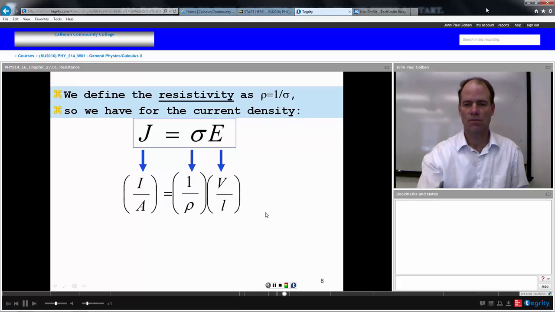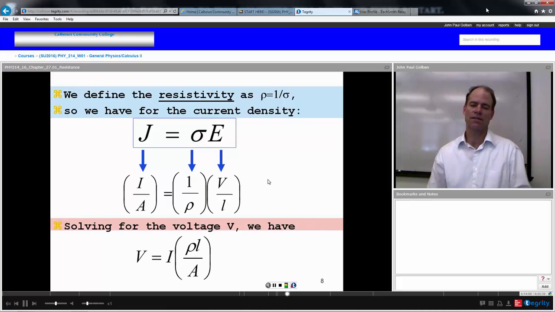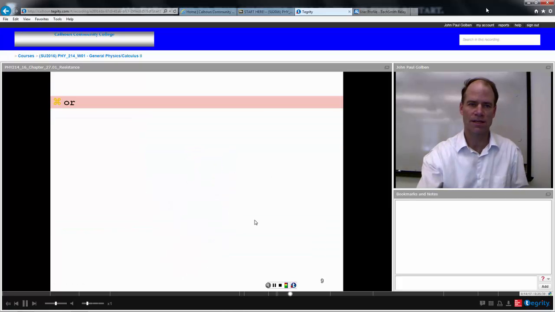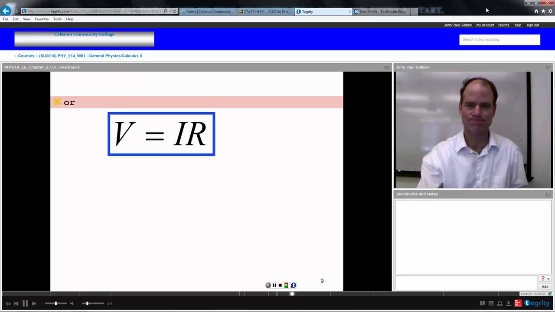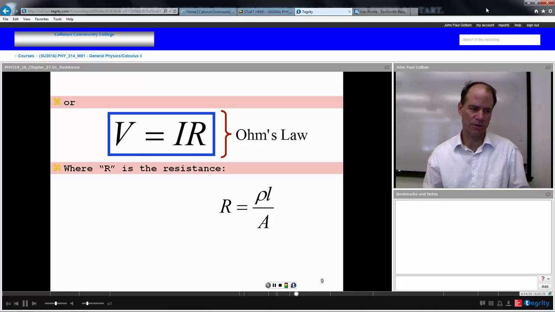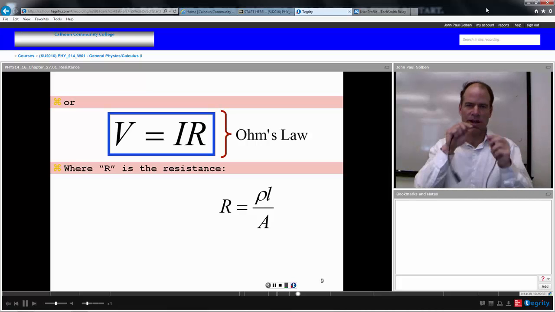Then with a little bit of algebraic rearranging, we have that the voltage is equal to the current times this expression: resistivity rho times length of the wire over the cross-sectional area of the wire. Or we can write it like this: the voltage is equal to the current times the resistance. That is the Ohm's law that we're going to use for our circuits, where the resistance is equal to the resistivity of the material of our wire times the length of the wire divided by the cross-sectional area of the wire.